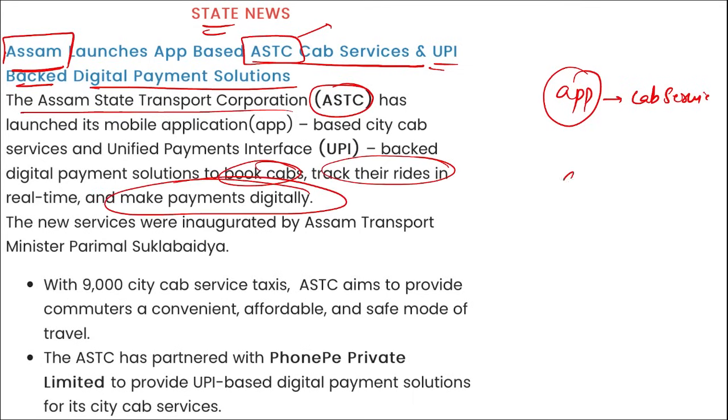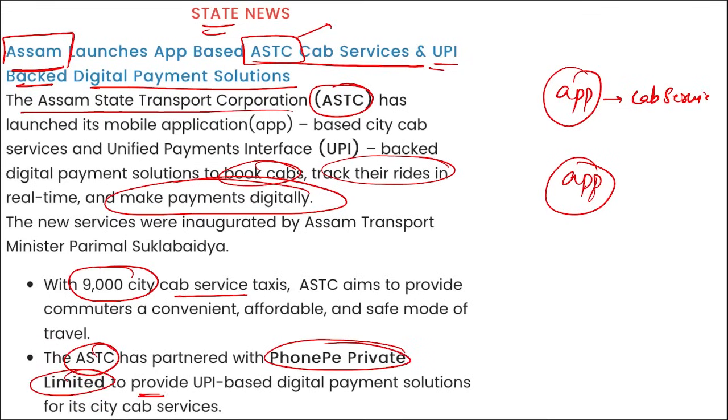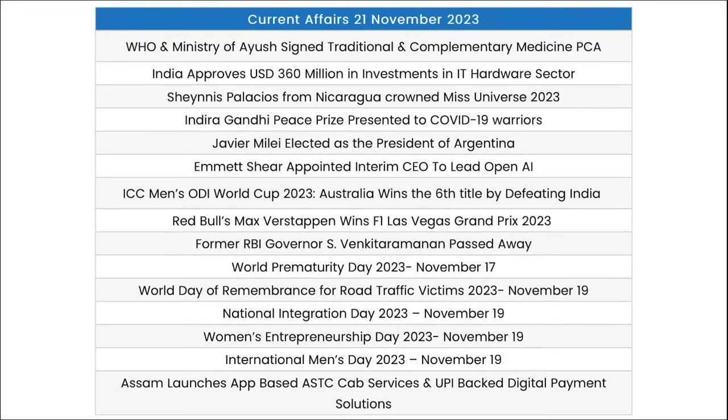They have launched an application that will be helping in the cab services and also for the payments related to the same. With this, 9,000 cab service taxis will help individuals to make a safe travel. And ASTC has partnered with PhonePe Private Limited to provide UPI-based digital payment solutions for their cab services, right? So these are your important current affairs for the day, friends. Now let's go to quick one-liner revision.